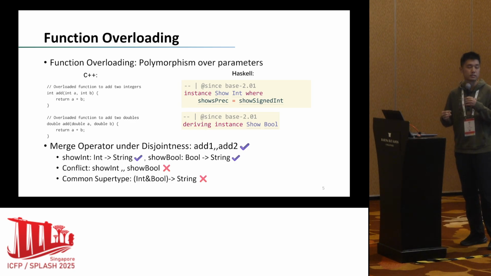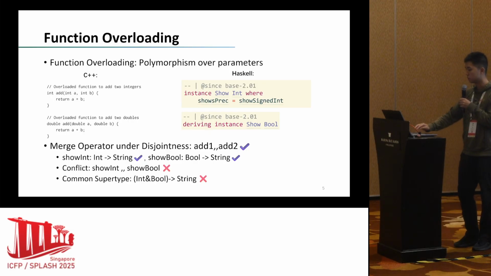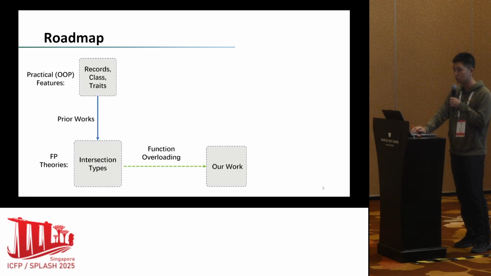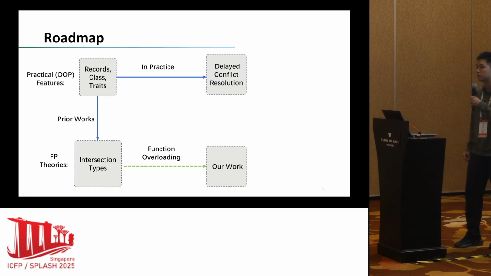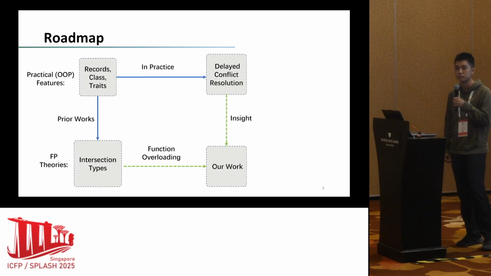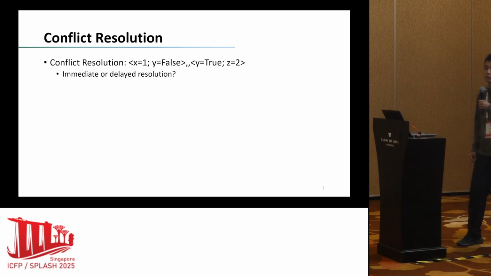which is a conflict identified by disjoint intersection type, and we are going to change it. So the next step is to change the conflict resolution inside the intersection type calculus. What we do is to look into the current OOP language design, and we find a feature called delayed conflict resolution, which will be introduced at the next slide. So what we do is to take inspiration from such mechanism, and we also like to provide some insight towards it. And let's talk about conflict resolution.